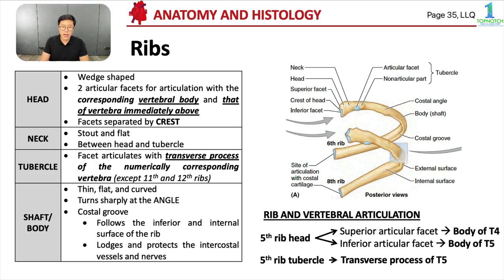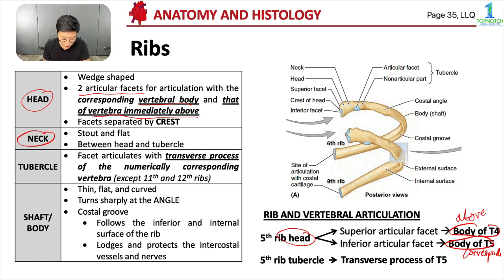So the ribs have many parts. So first, you have the head, and it has 2 articulating facets for articulation with the corresponding vertebral body and that of the vertebra immediately above. So for example, you have the 5th rib. If you take into account the 5th rib, the head of the 5th rib is articulated with the body of T4 and the body of T5. So the corresponding vertebral body and the one immediately above.